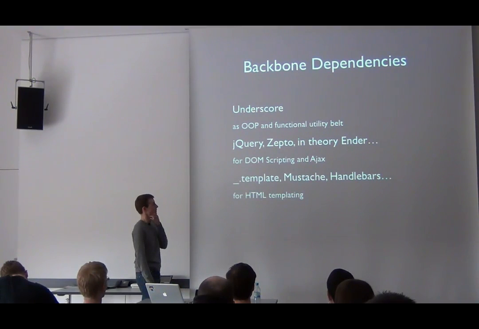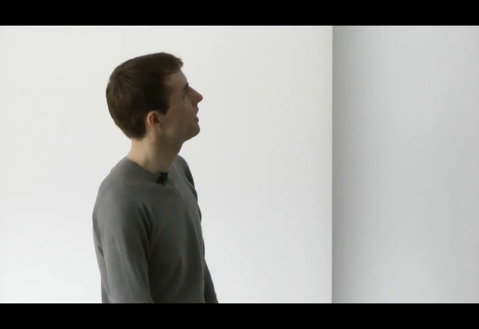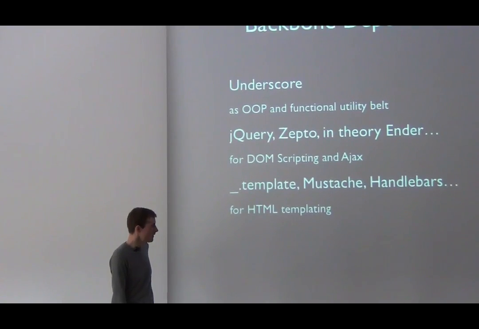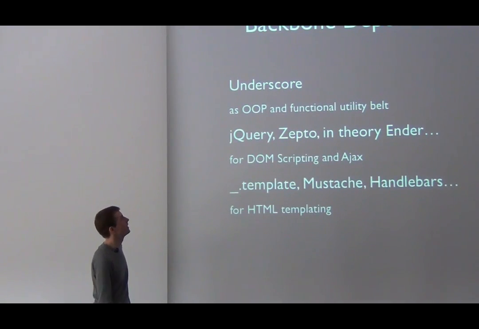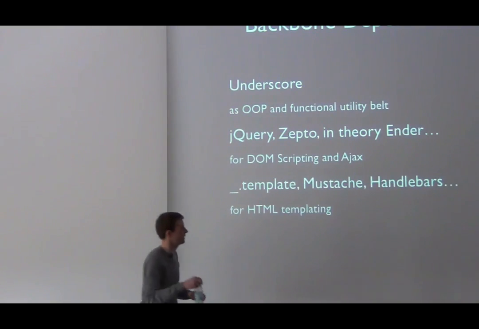And most of the time you will need to choose one of the existing templating engines. You can use, for example, the templating function from Underscore, or you might pick Moustache or Handlebars.js. So Backbone is very open in which library you choose there, so you can choose your favorite templating engine.